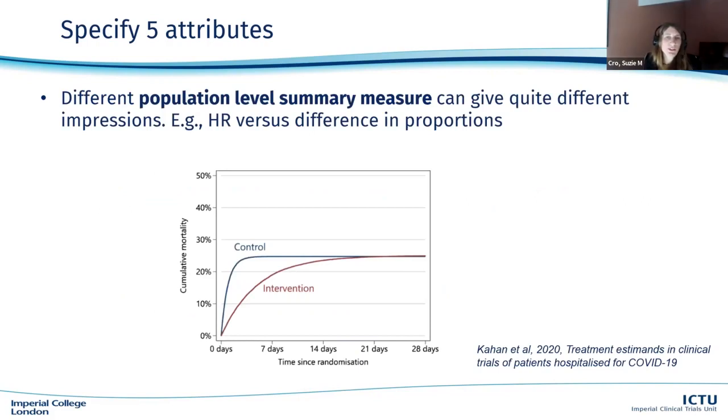Now, the fifth element of the estimand is the population-level summary measure. As different summary measures can give quite different impressions, it's important to ensure that the summary measure specified will align with the trial objective.